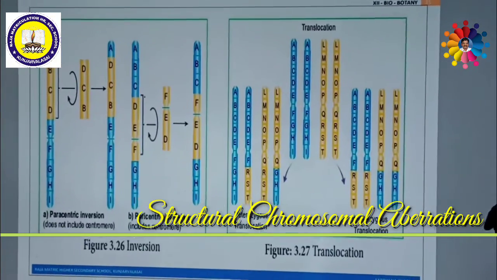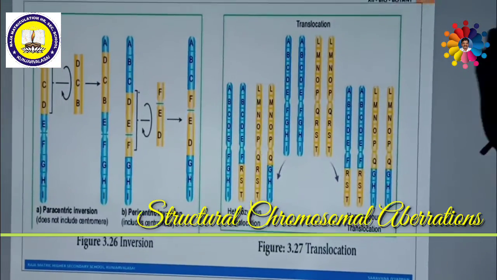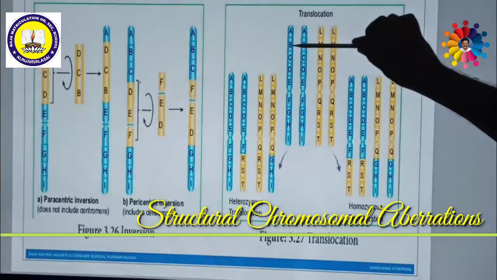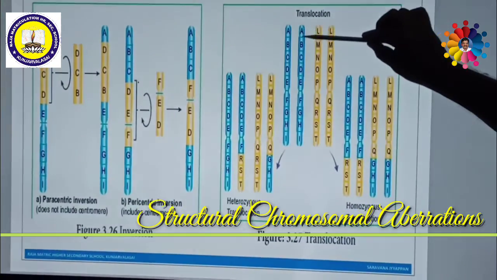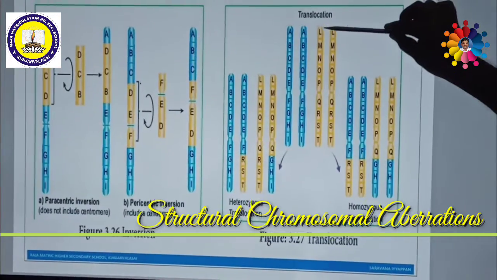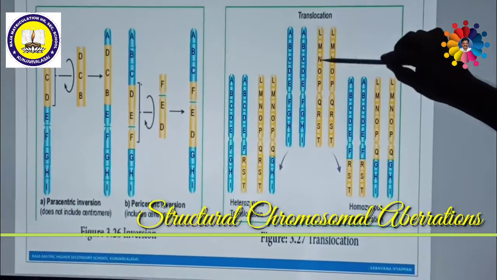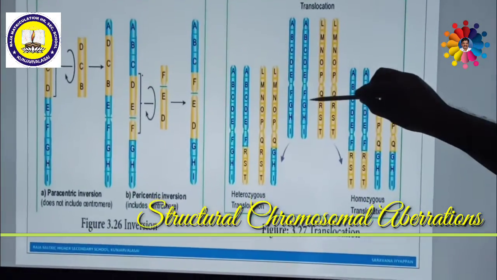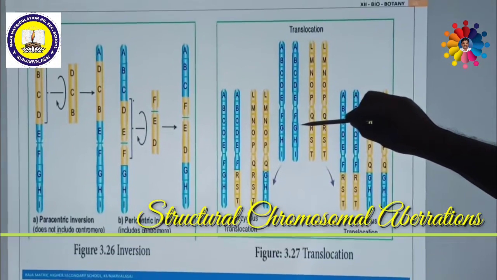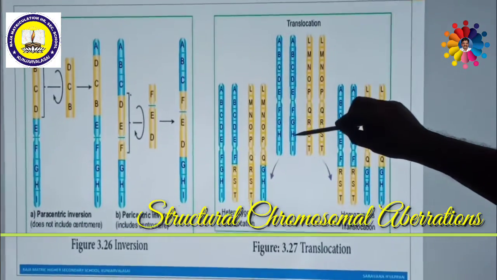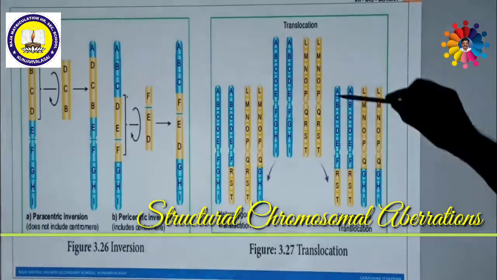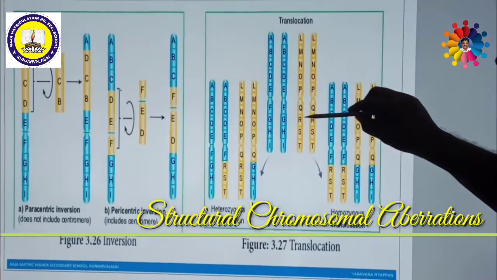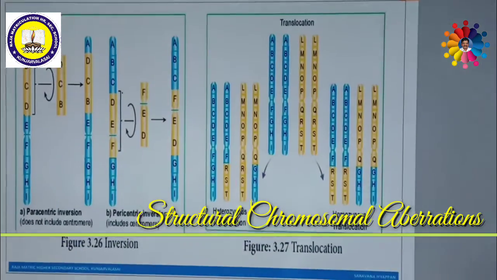What is homozygous or heterozygous? First of all, what is reciprocal translocation? Imagine these homologous chromosomes have A, B, C, D, E, F, G, H, I. These homologous chromosomes have L, M, N, O, P, Q, R, S, T. Consider this G, H, I and here R, S, T. Both are cut off and exchanged mutually.